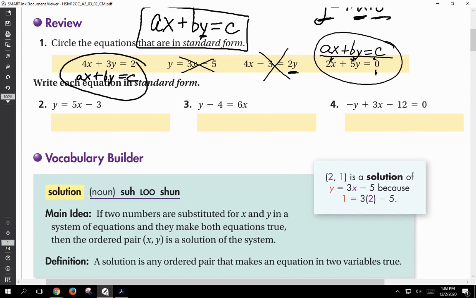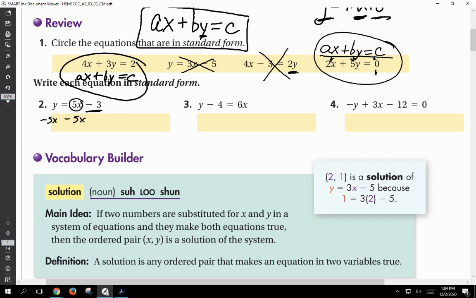Okay, number 2, write an equation in standard form. So you're using the point slope form. You're going to change it to standard form. So you need to get the ax on the side, or the 5x, and be next to the by. You keep the c over there, right? So how do we do that? Well, we're going to subtract 5x from each side.